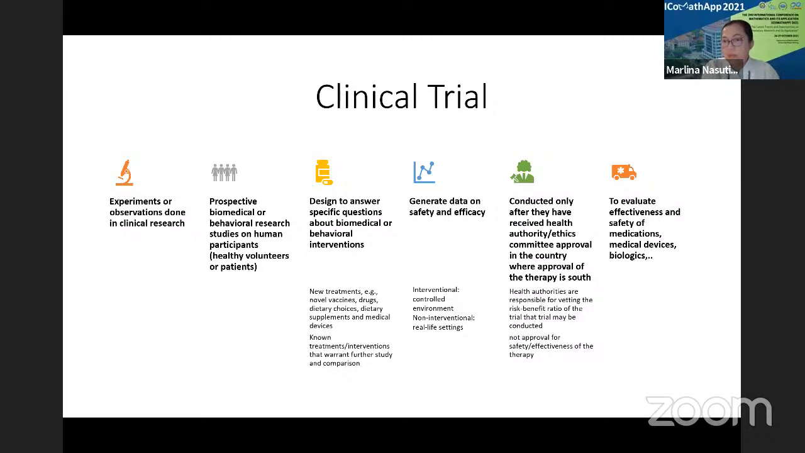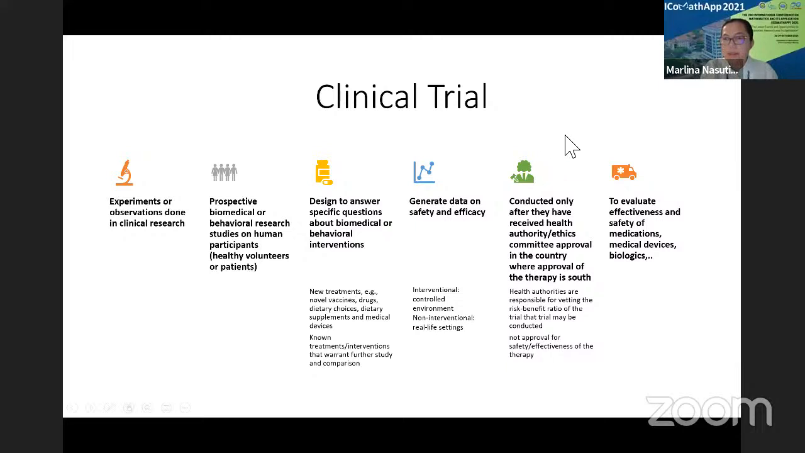This will be designed to answer specific questions scientifically, of course. And based on that, it will generate data. It will give us data that can be used to assess or to evaluate safety and efficacy of the drugs on the humans, on the patients here. It can be in terms of interventional trial, where basically the study is being set into a controlled environment, but it can also be non-interventional. So it's like mimicking the real life settings. So there is no specific drugs being randomized in this case. It is non-interventional.